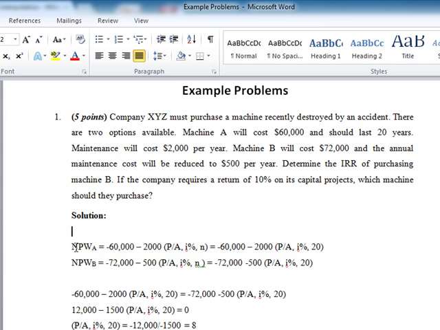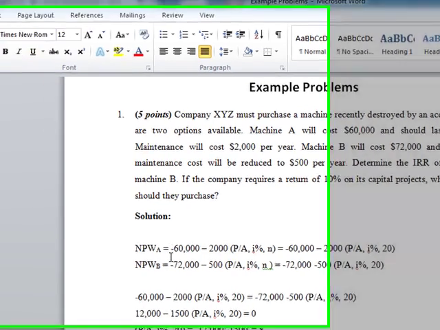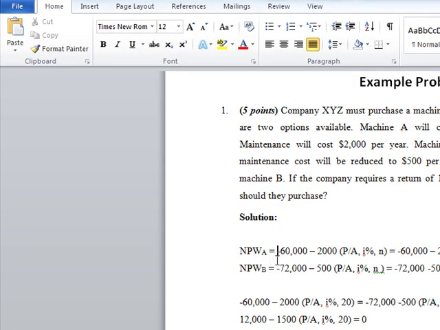Net present worth of machine A. Let's first focus on that. Net present worth is basically we are considering all the cash flows, the positive as well as negative cash flows, over the lifetime of the project. In this case, the machine, and then all those cash flows we are converting into the current value, the net present worth of that project or that machine.